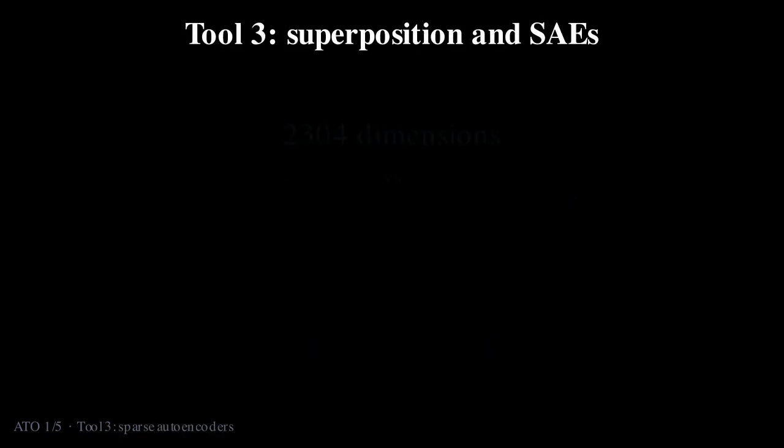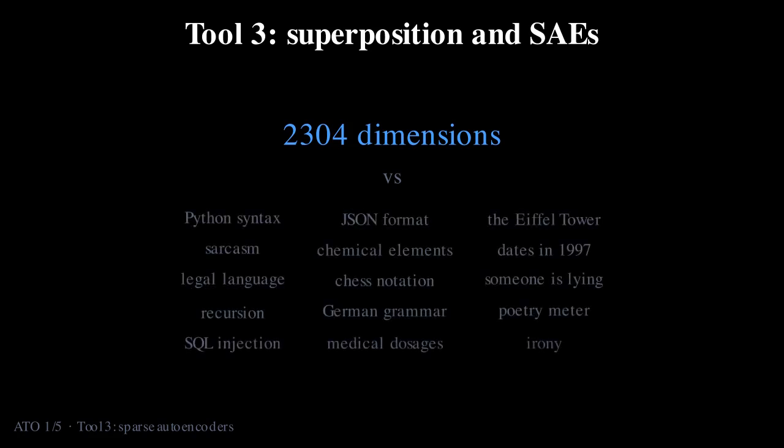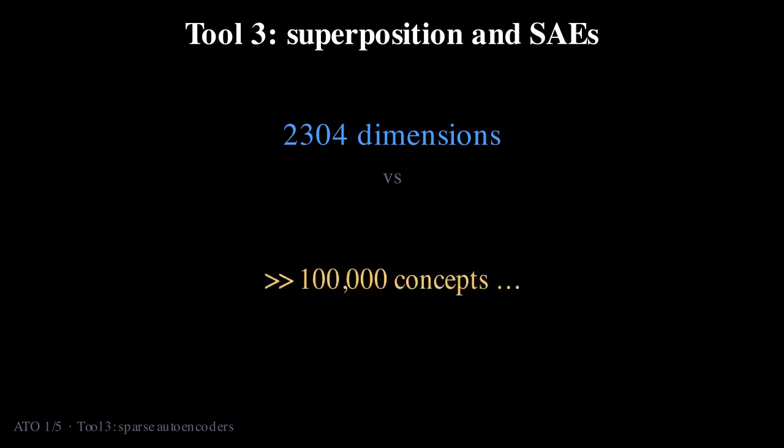Tool 3. Here's an awkward question. The stream has 2,304 dimensions. How many concepts does a language model track? Syntax of 40 programming languages, thousands of named people, chemical elements, moods, formats, languages, far, far more than 2,000. How do you cram 100,000 concepts into 2,300 directions?